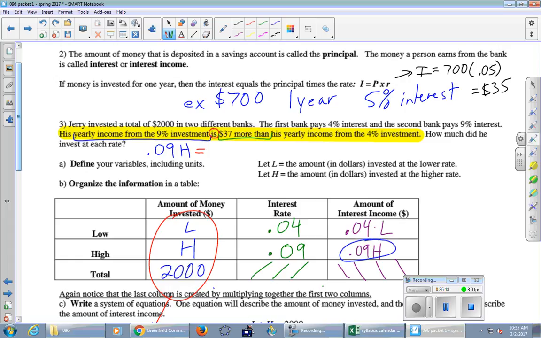Something plus 37. You could either do 37 plus, or some people feel like more than something, they like to have a blank and then a plus 37. Either way, that's the 37 more than. And then finally, the yearly income from the 4% investment is one of the entries in the table. It's the 0.04L.